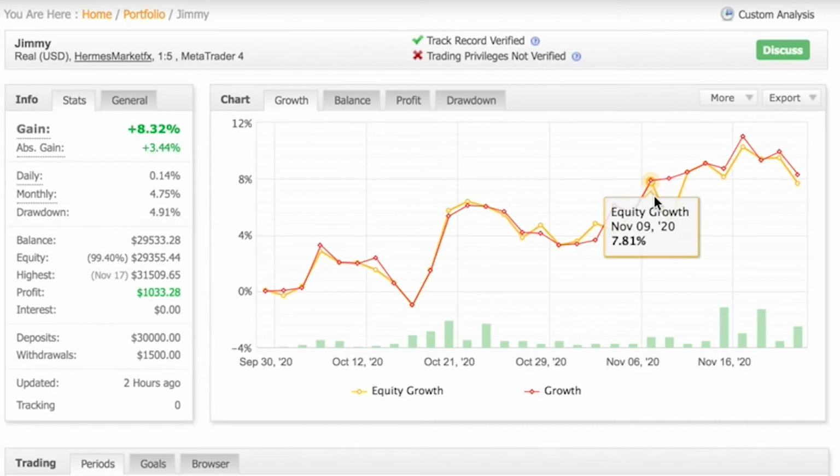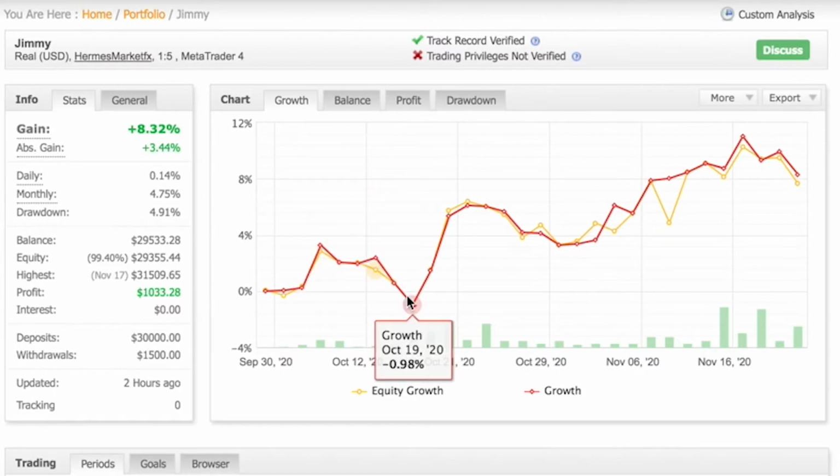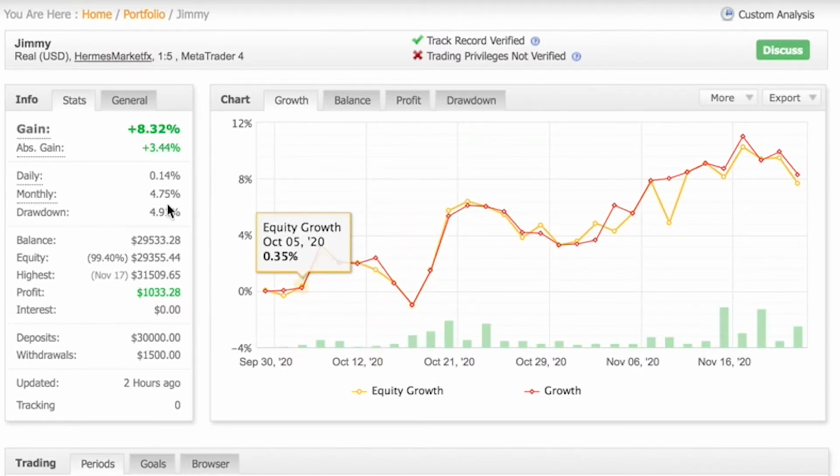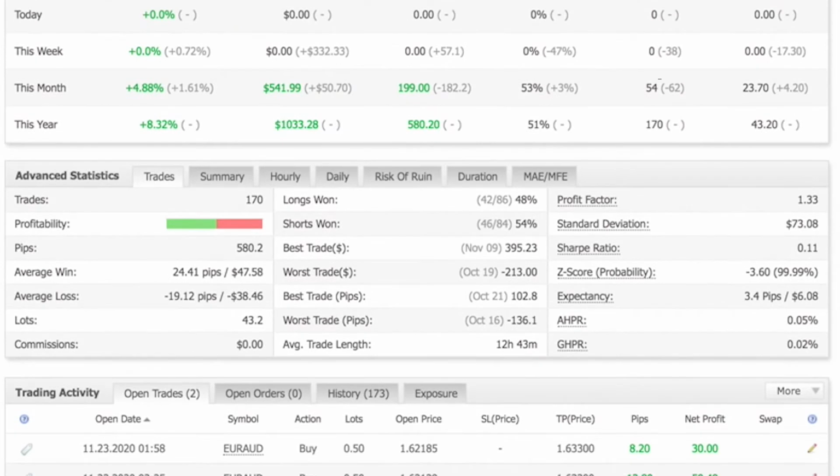So very well done. From the statistics, we can see how Jimmy has an average daily return of 0.14%, an average monthly return of 4.75% with a drawdown of an average of 4.91%. Again, we wanna highlight how Jimmy almost didn't go in negative territory. So this drawdown that we see here is a drawdown from the profit he made. Let's have a look at the advanced statistics.